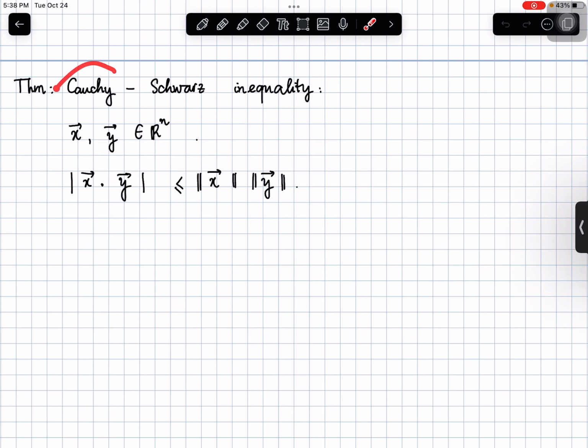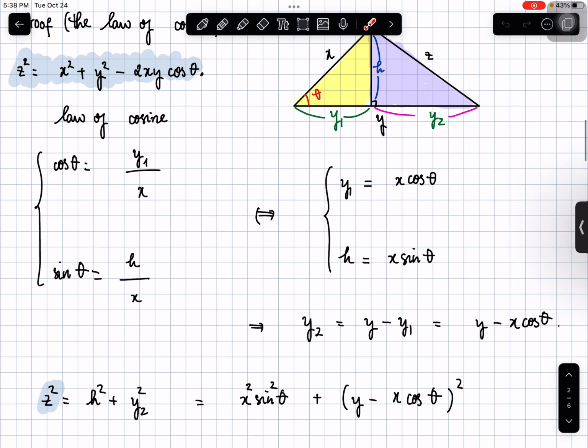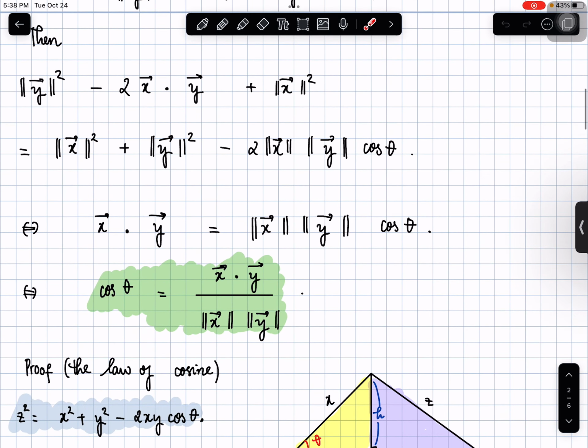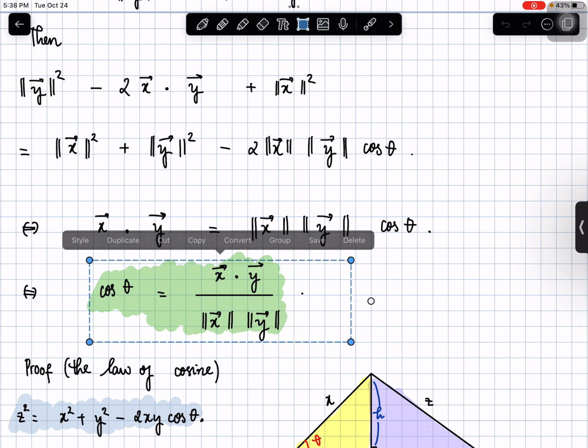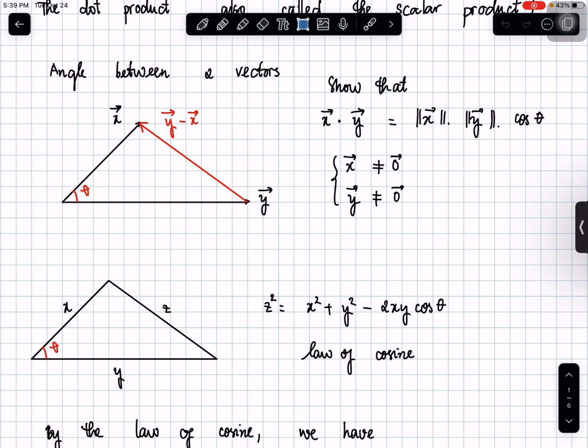By the way, Cauchy is a French mathematician. Schwarz is a German mathematician, and this inequality is sometimes also called the Cauchy-Schwarz-Bunyakovsky inequality. Okay, so we will use one of the theorems we proved before about the angle between two vectors, which is this one.